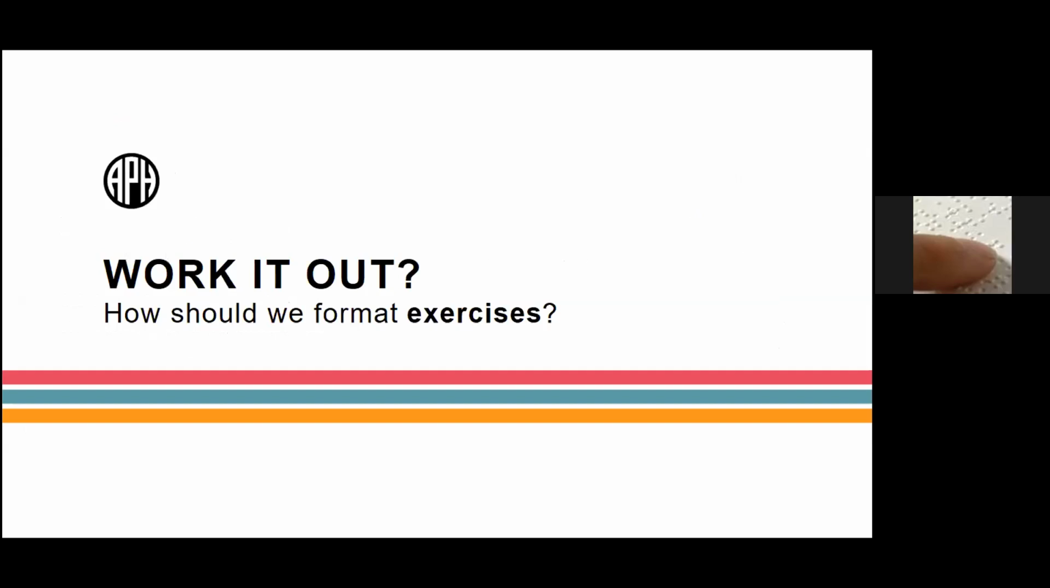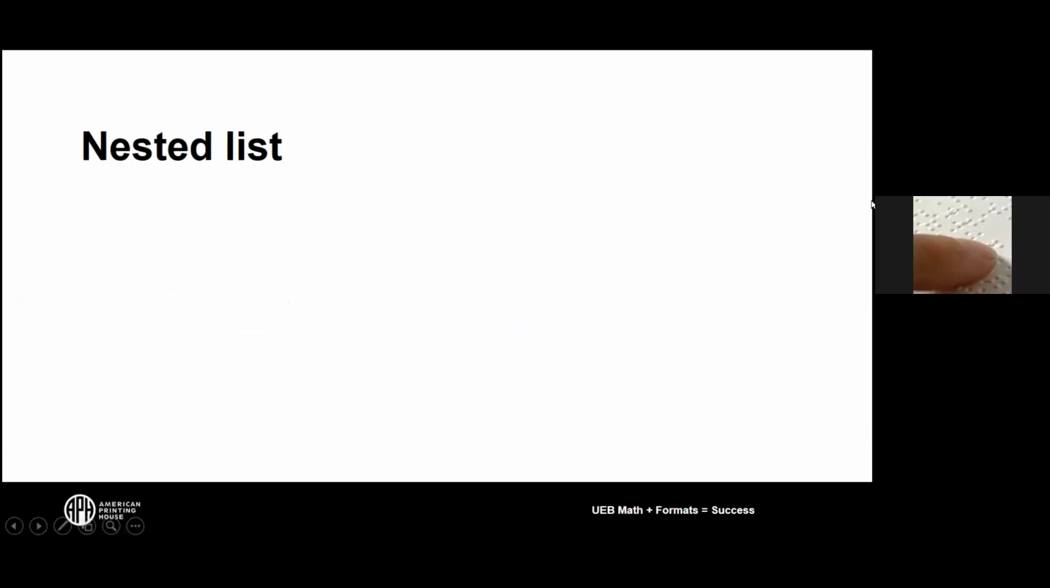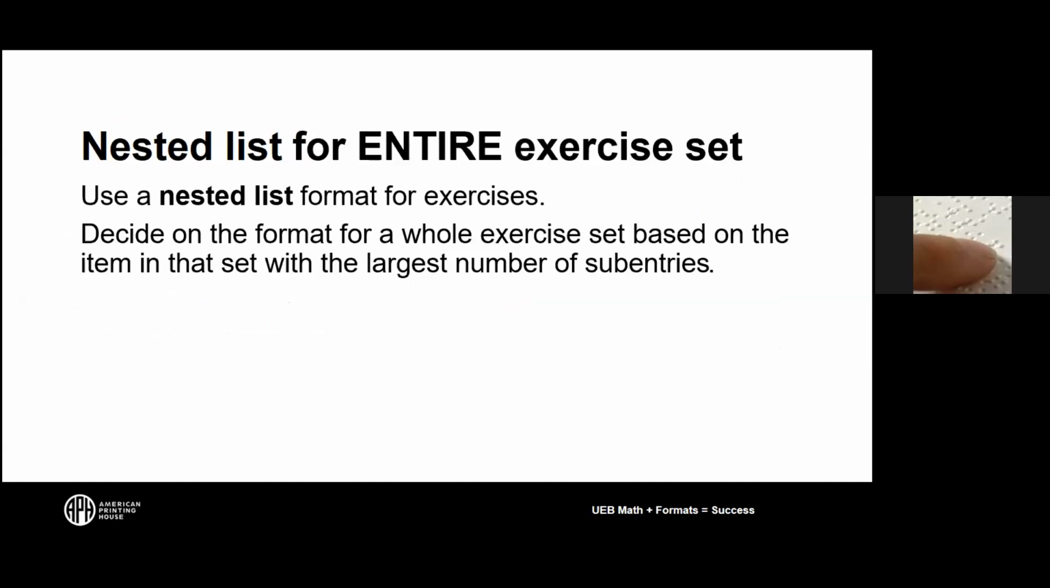Let's talk a little bit more about exercises. You want to work it out. We would use a nested list format for exercises. We decide on the nesting, the format for the entire exercise set, not individual item by individual item. We would look at all of items 1 through 10 and figure out which one has the greatest number of sub-entries, and then figure out the appropriate nested list style based on that item. A nested list works like this, right?